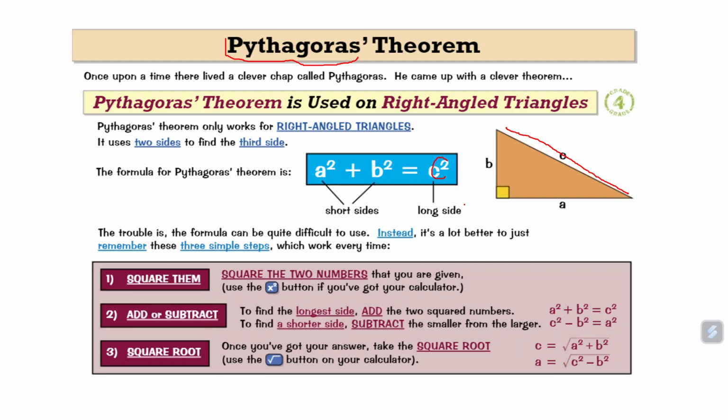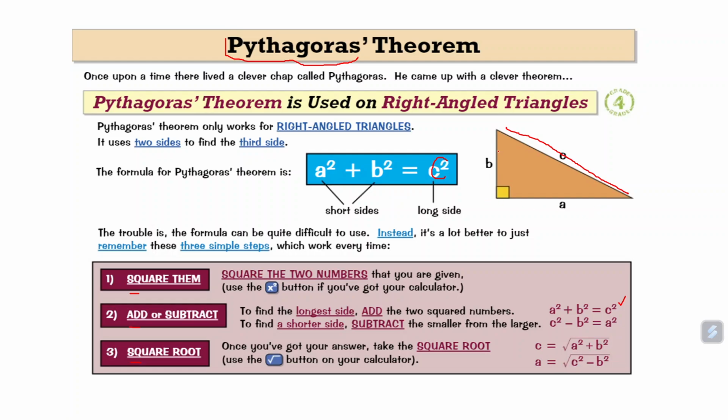There are three processes you need to know. The three processes have been shortened into the acronym SAS. The first step is you need to square. The second step says you add the two other sides.